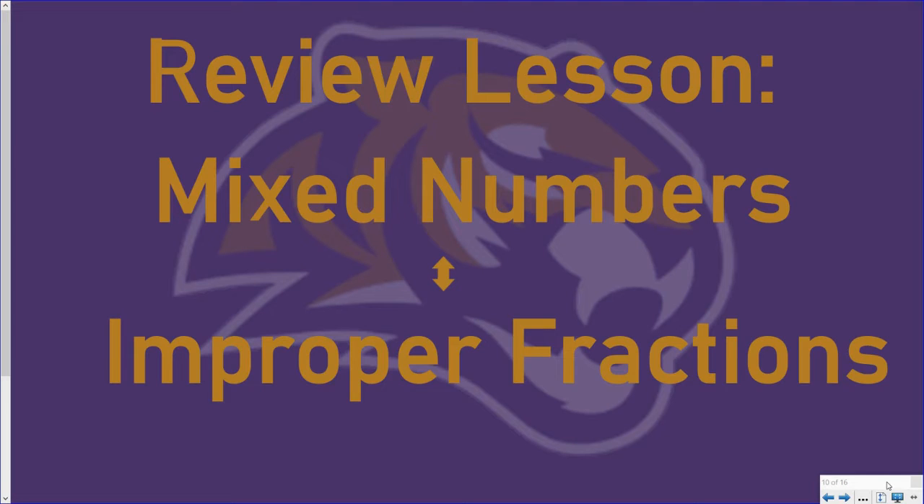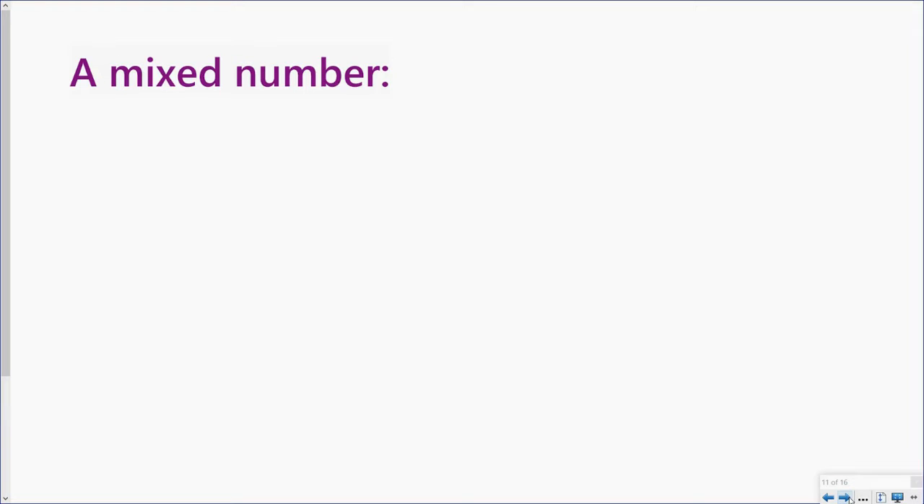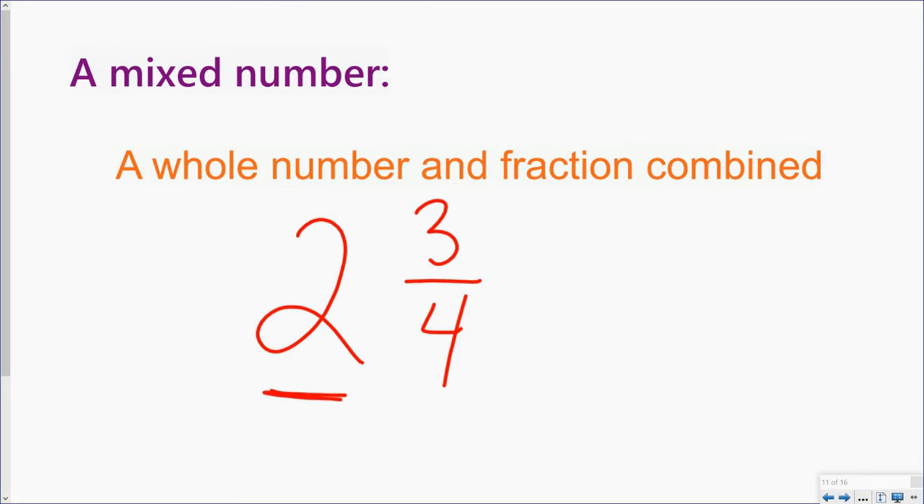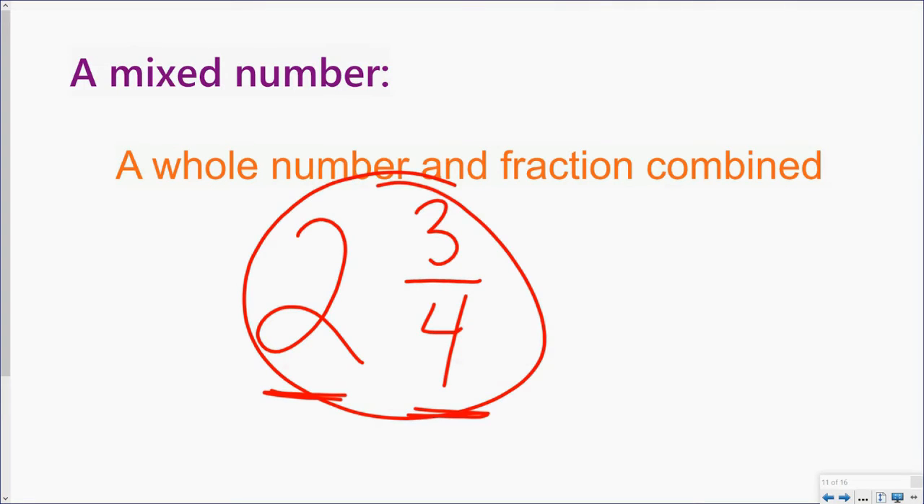In this video, we're going to do a quick review of mixed numbers and improper fractions. So first of all, let's take a look at a mixed number. A mixed number is a whole number and fraction combined. For example, a whole number would be 2 and a fraction would be 3/4. So this is what a mixed number would look like. It has a whole number and a fraction combined for one value.